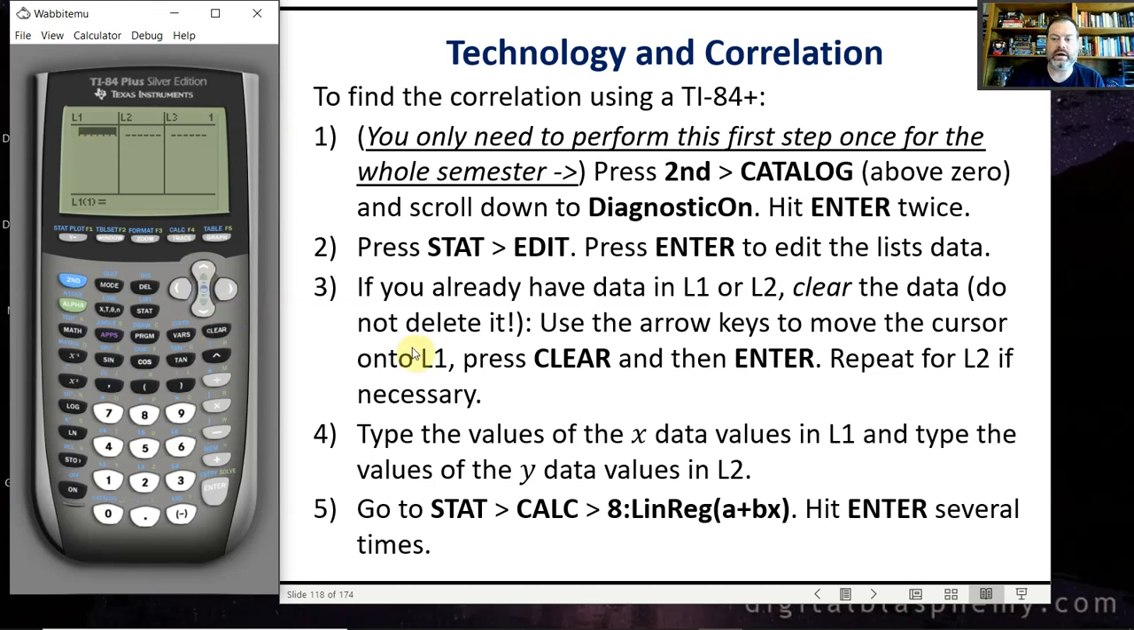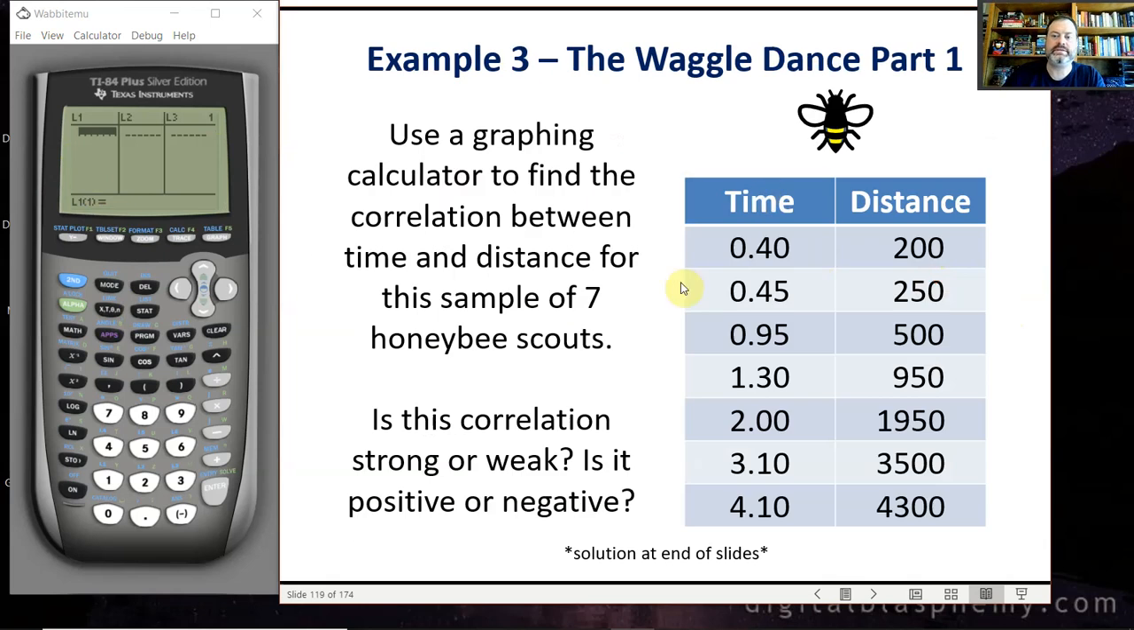All right, so yeah, we did that. And if you have data in L2, just do the same thing. Just go to L2, clear, hit enter, it'll clear it. Now we type the values of the X data into L1 and the Y into L2. So you don't enter this in rows, you enter it in columns, like you're using Excel or something. So let's go ahead and put the data in. So I'm gonna go to the next slide. The data's here. So I'm gonna put in our honeybee waggle dance data, right?